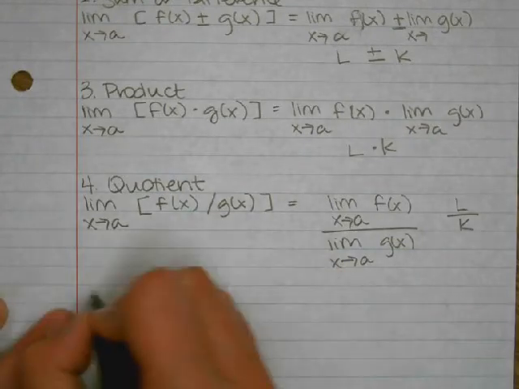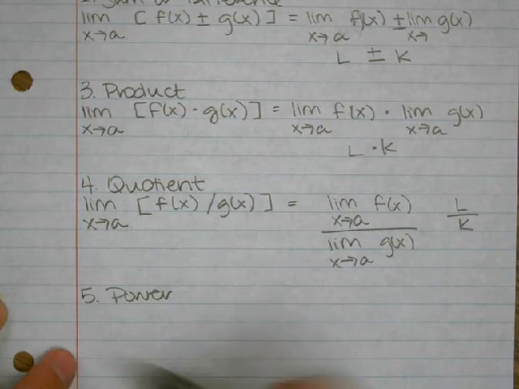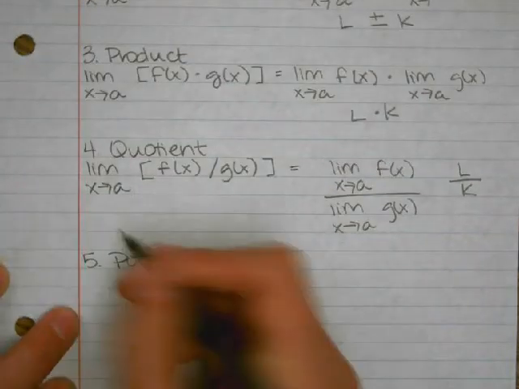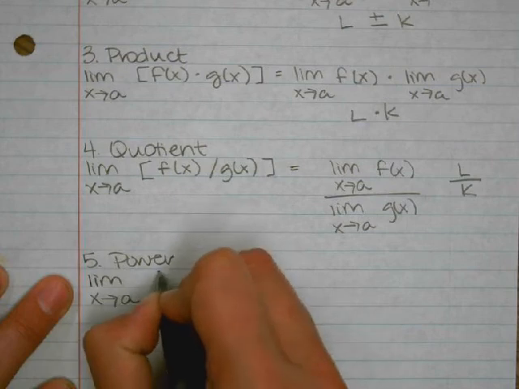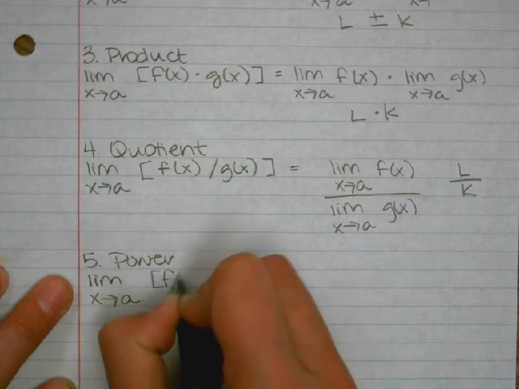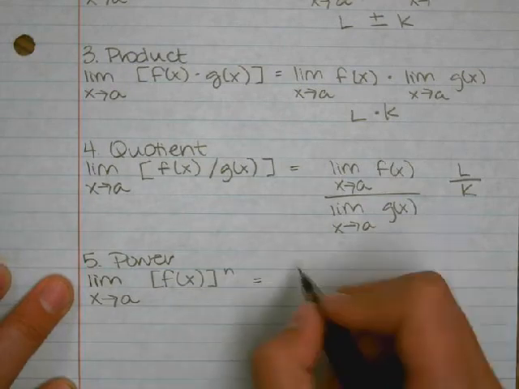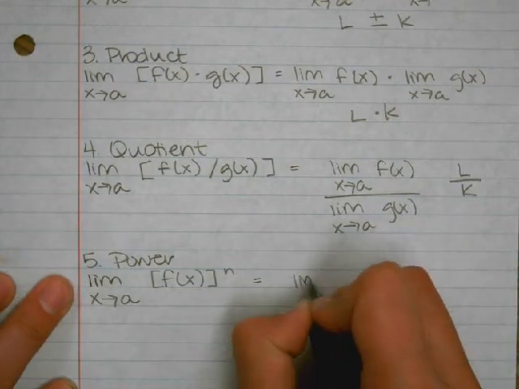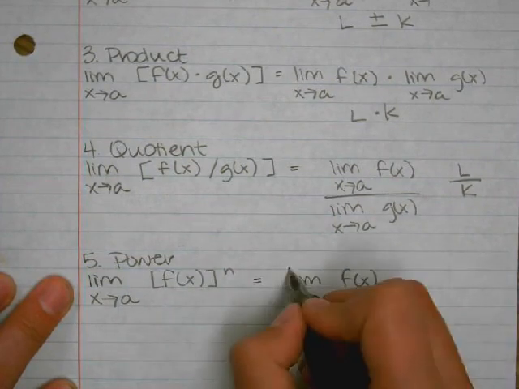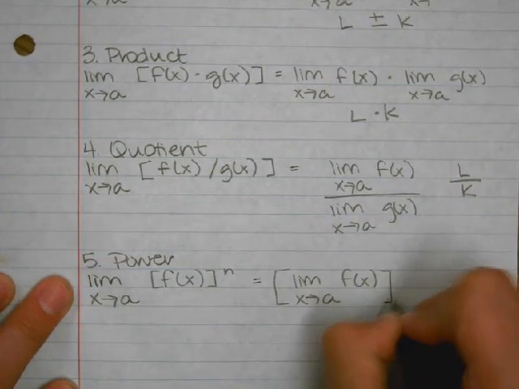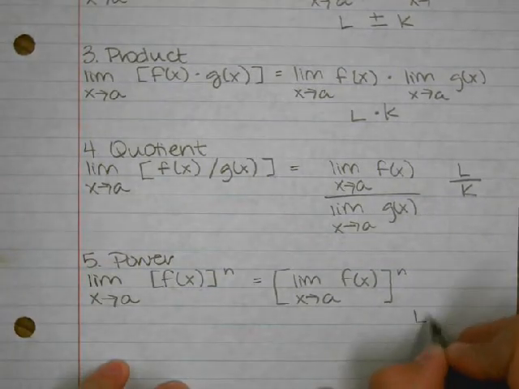And then the last one is the power property. This says that the limit as x approaches a of some function that has been raised to an exponent of n is the same as if you took the limit as x approaches a of that function and raised that whole thing to the n power. So in this case, that would be L to the n power.